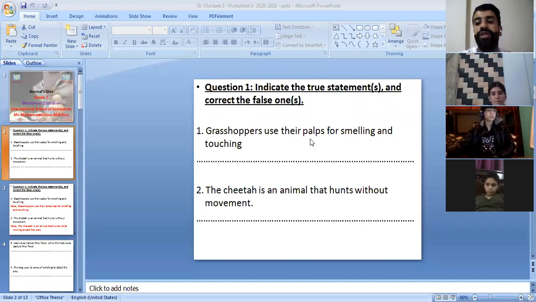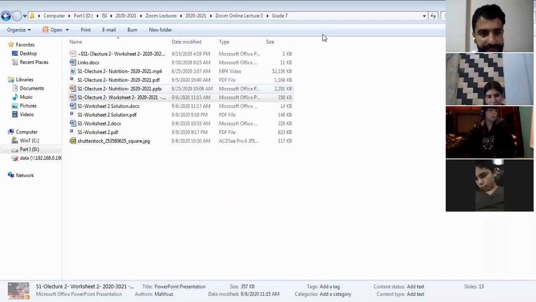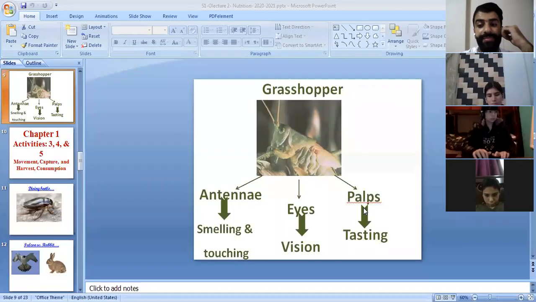Yes. Okay, for their palps, do you know what they use their palps for? For touching. Their palps, they are used for... Let's go back to the lecture. Let's see. Where is the lecture? The grasshopper used the palps for... I'm going to share the screen with you, okay? So the grasshopper used the palps for what?